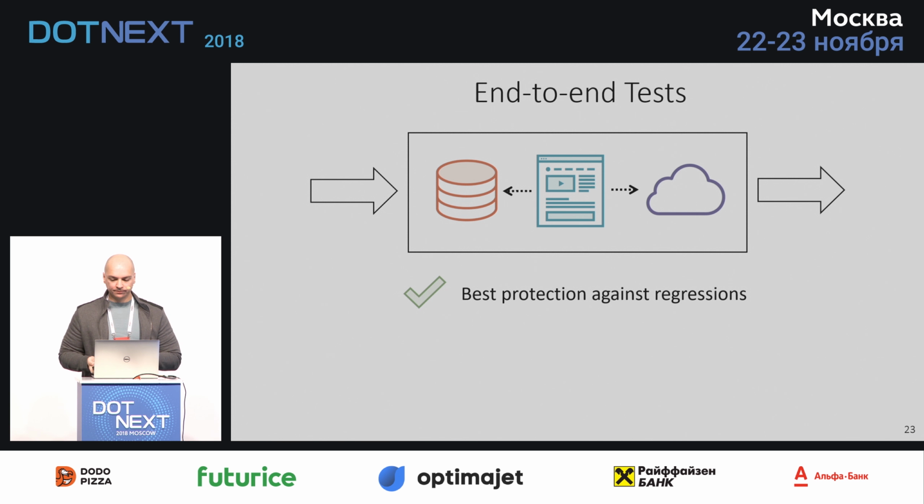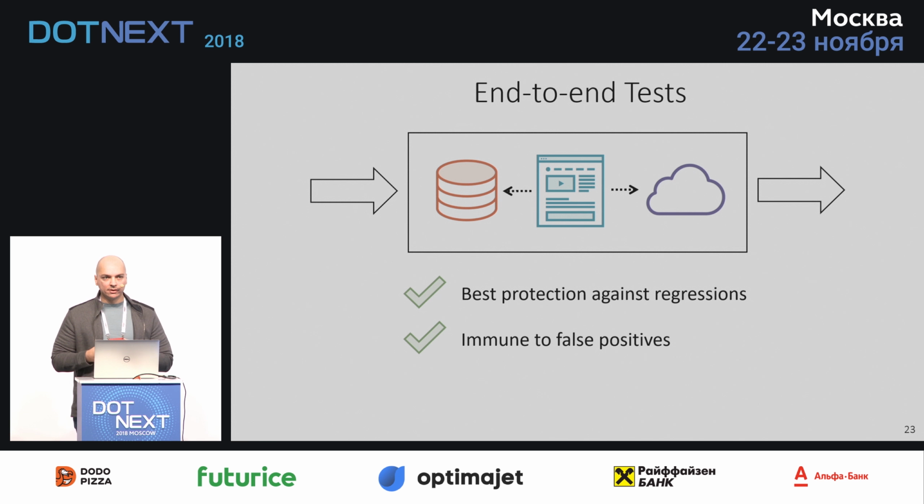End-to-end tests are also mostly immune to false positives, because if you do a refactoring correctly, that refactoring doesn't affect the observable behavior of the system, and thus it doesn't affect the end-to-end tests, because end-to-end tests view your system from the end user's point of view. They don't care about the implementation details of your system. But despite these two benefits, end-to-end tests have a major drawback.